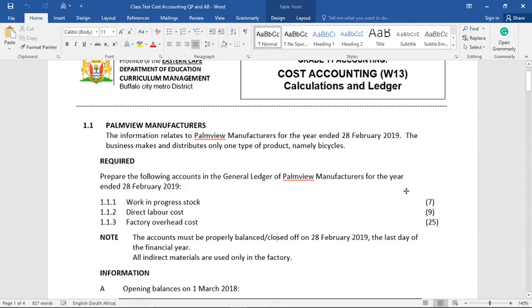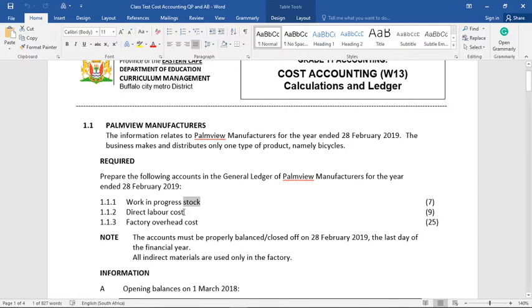Required. Prepare the following accounts in the general ledger of Palmview manufacturers for the year ended 28th February 2019, and we are asked for 3 ledger accounts. Notice that the one ends in the word stock, work in progress stock, so that talks about a form of trading stock. It's in the process of being made. It hasn't finished yet and it's not raw, it is in the process.